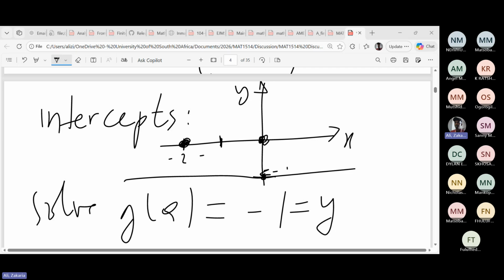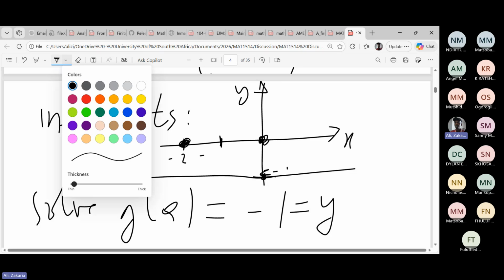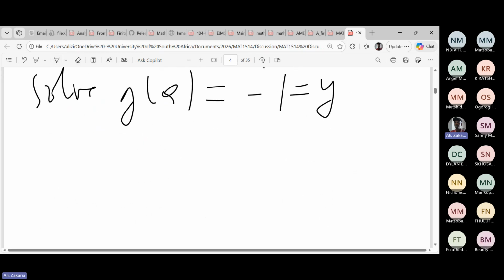Now, another way of figuring it out: you see the graph actually passes via this point. So you have two options. One way is to draw the graph of -1 and the graph of g of a. Another way is you take g of a equal to -1.